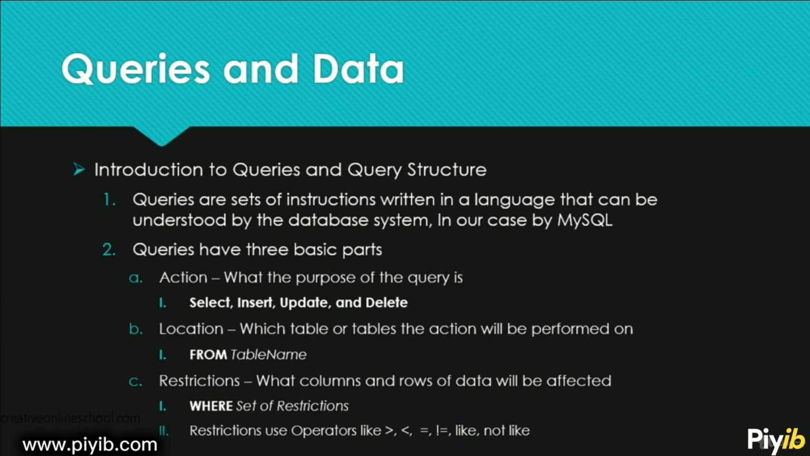A location, which identifies which table or tables the action will be performed on, will be started by from and the table name. The restrictions, which is the most expansive section, covers what columns and rows of data will be affected. Most of them will start with where and the set of the restrictions. Restrictions often use operators like greater than, less than, equals, not equals, like, or not like.